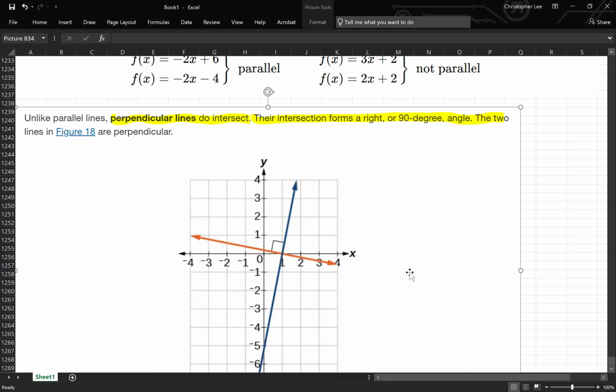So unlike parallel lines, perpendicular lines do intersect. They intersect to form a right, or 90-degree, angle. The two lines in the figure are perpendicular.